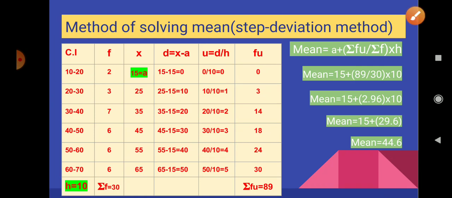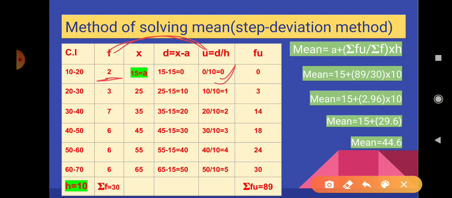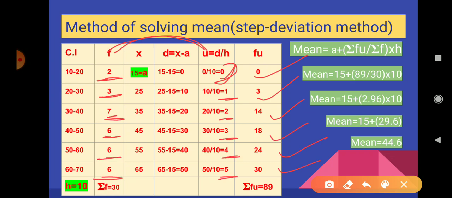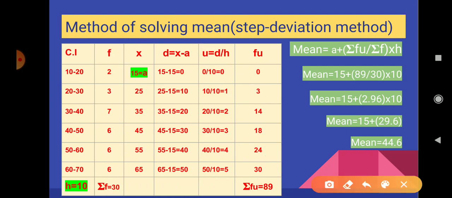So now the next step is fu, multiplying f and u here. So 2 into 0, so 0. 3 into 1, it is 3. 7 into 2, 14. 6 into 3, 18. 6 into 4, 24. 6 into 5, 30. So if we add all these, sigma fu we got 89. So 89 here. Let us substitute in the formula. What is the formula? a plus sigma fu divided by sigma f into h here.